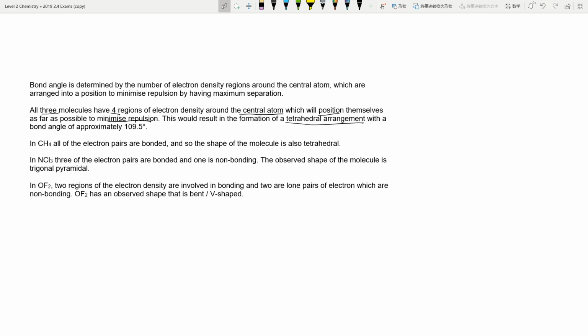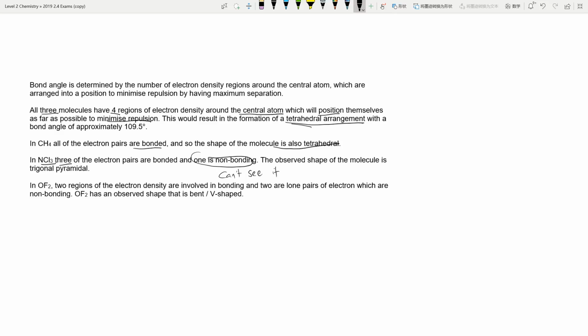Okay, so the arrangement, you can think of it as the parent shape or the fundamental structure. But then you need to actually remember, the shape is what we can see, not with our naked eyes obviously, but what we can observe. So if you have CH4, all the electron pairs are bonded, you can see all of them, so the shape is tetrahedral. But in NCl3, 3 of these electron densities are bonded, so you can only see those 3. This one that's non-bonding, we can't see it. If it can't be observed, then it doesn't contribute to the final shape. But it does contribute to the arrangement, because those suckers are sitting there and pushing all the other electron densities away.